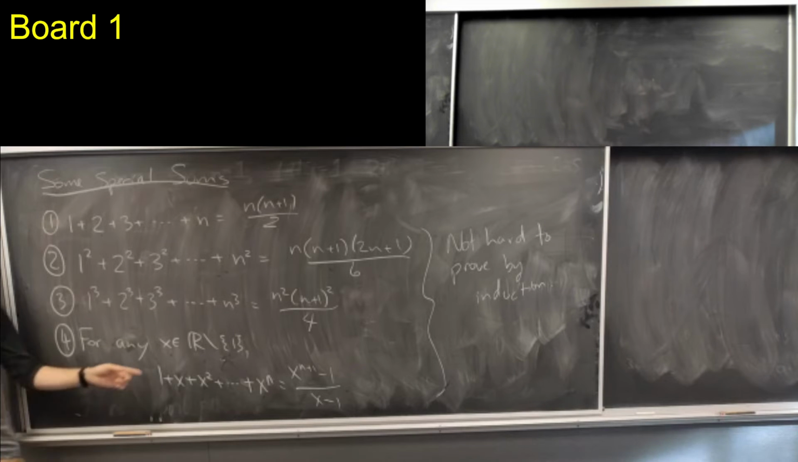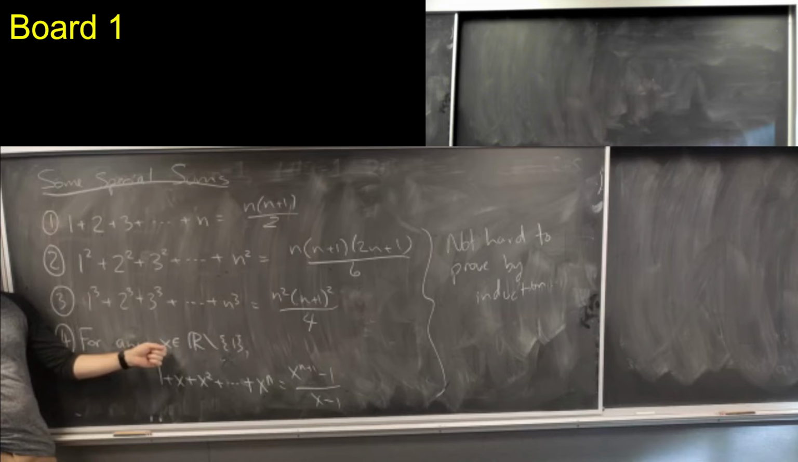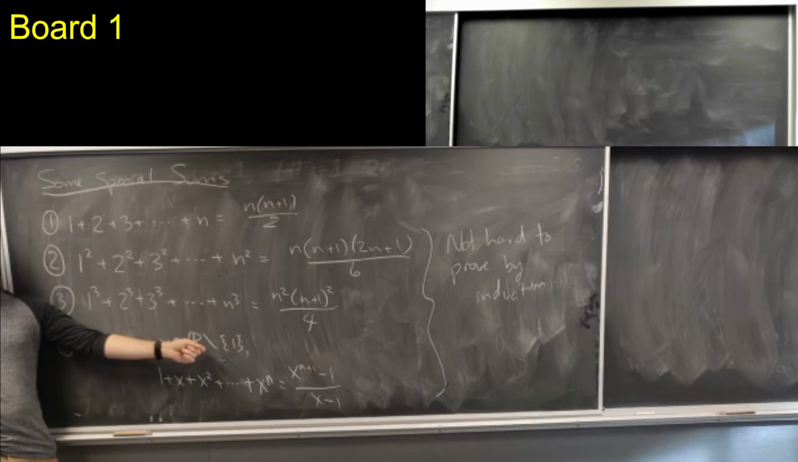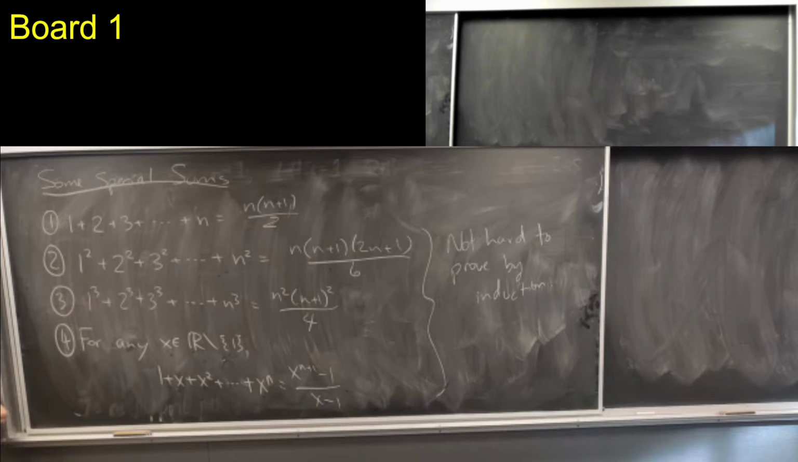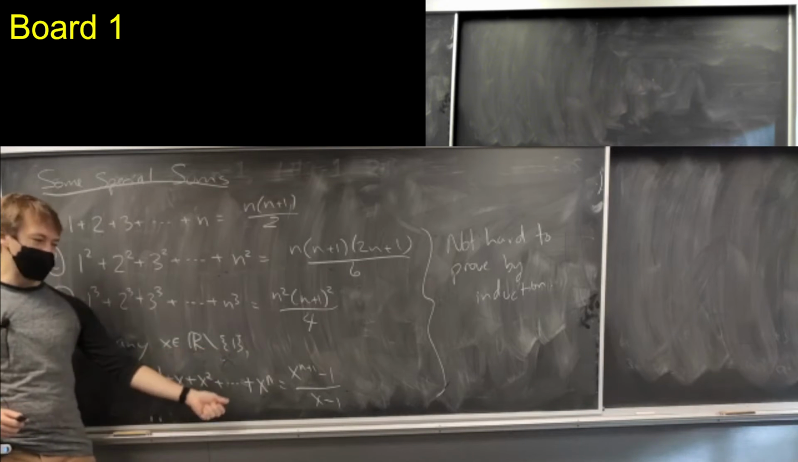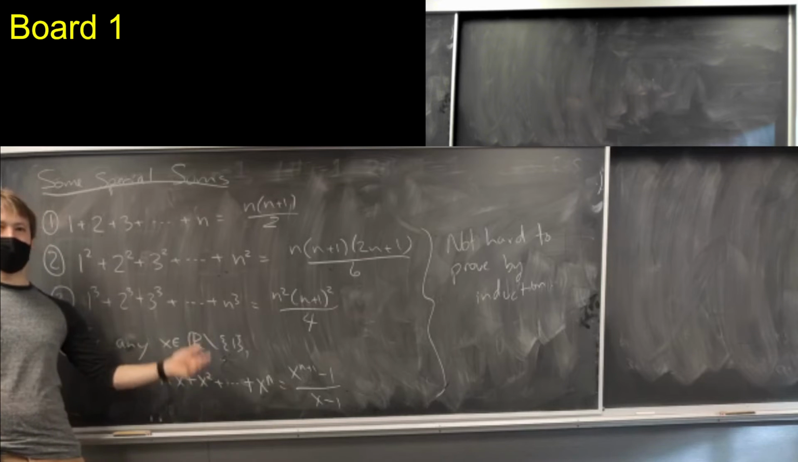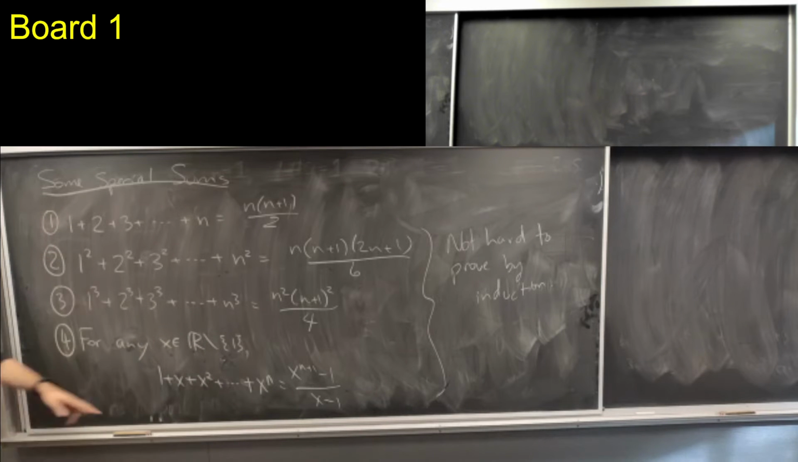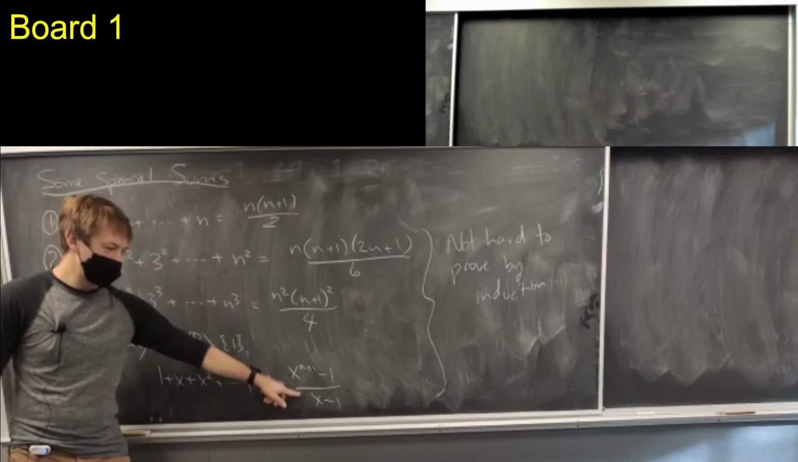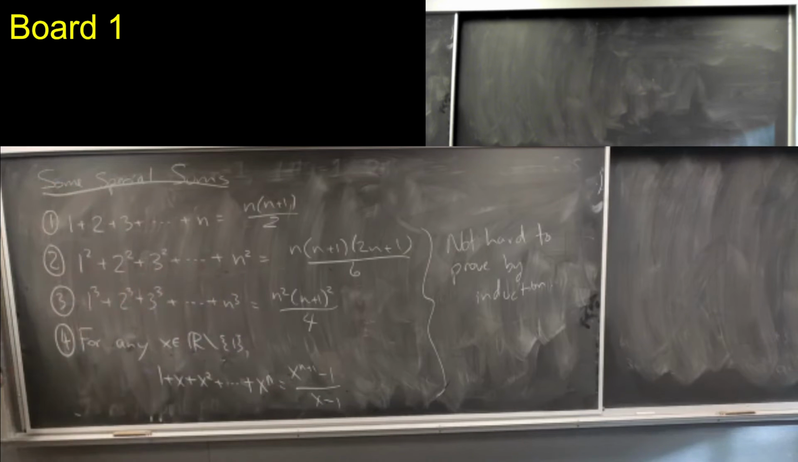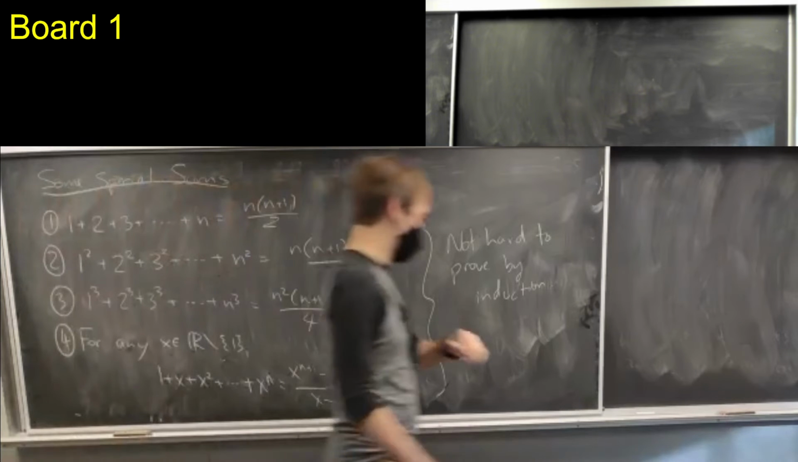By the way, can anyone see why I'm picking x to be a real number that's not 1 here? What would go wrong if I picked 1? Yeah. If I put x equals 1, I'm dividing by 0, right? So that doesn't make sense, because this would be 0 over 0, and you can't divide by 0. So that's the only reason that x is not 1.